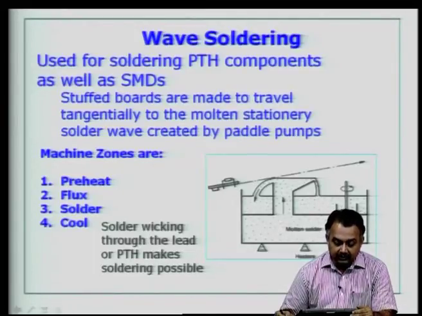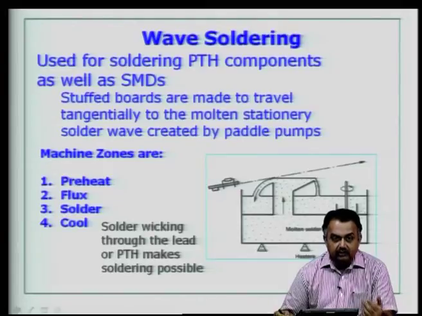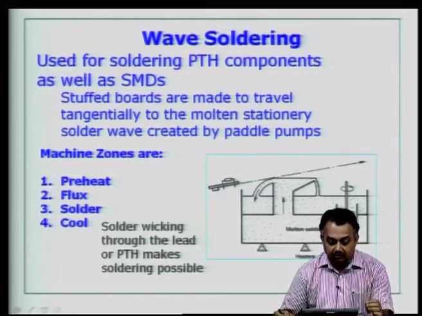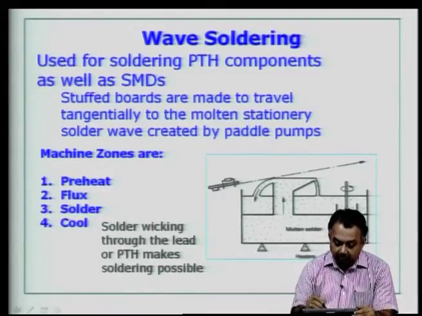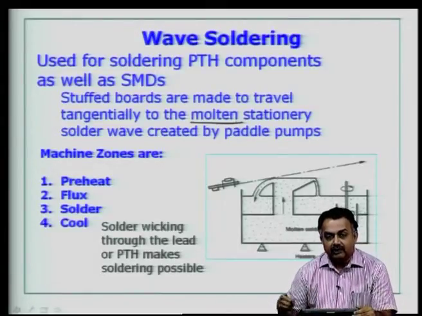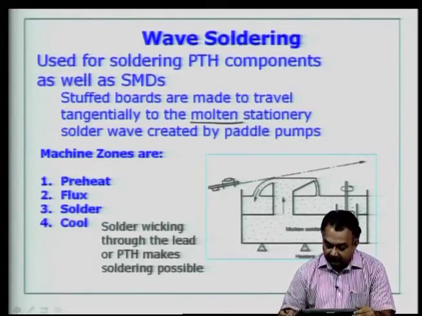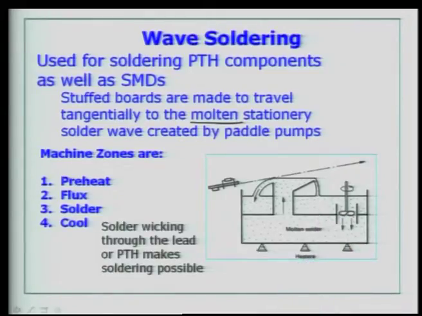board as well as to the components, because in a wave soldering process what basically happens is that the stuffed boards, or the boards with the component inserted into the through hole, in the case of a through hole component, are made to travel tangentially through the molten solder wave that is created in an equipment. As you can see in this figure here on the right, typically a wave soldering equipment will have molten solder.